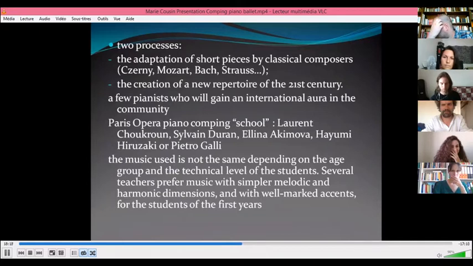Our survey showed that the music used is not the same depending on the age group and the technical level of the students. Several teachers prefer music with simpler melodic and harmonic dimensions and with marked accents for the students of the first years.